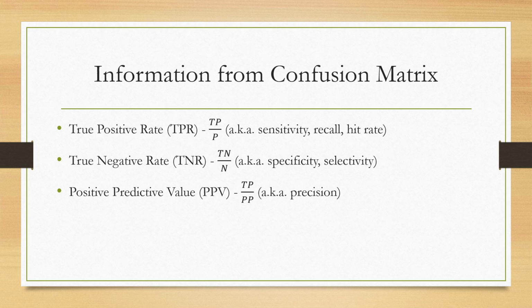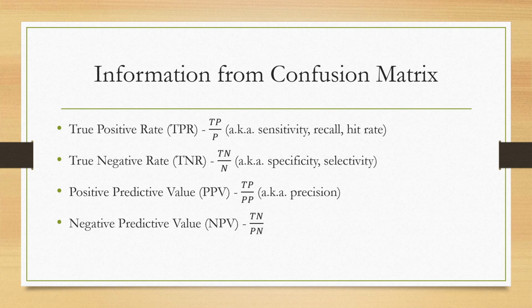So what this is asking is, of the people who are predicted to have the disease, what percent actually do? Pretty useful if I'm a patient. You told me I'm about to die. Well, what's the percent chance that you're actually right about that?